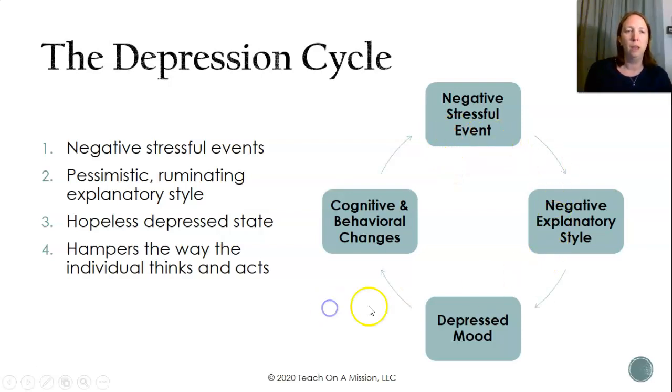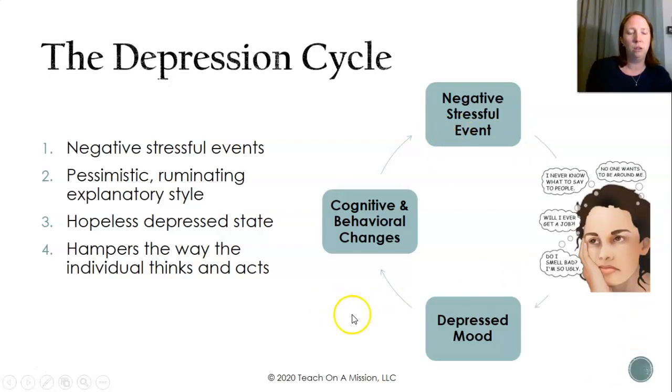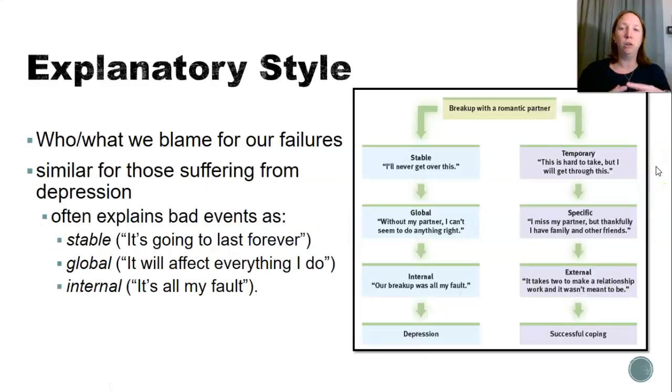So here's a little graphic of an example of the negative explanatory style, but let's talk about that a little bit more specifically. An explanatory style in general is basically who or what we blame for our failures. And so here are 2 examples.